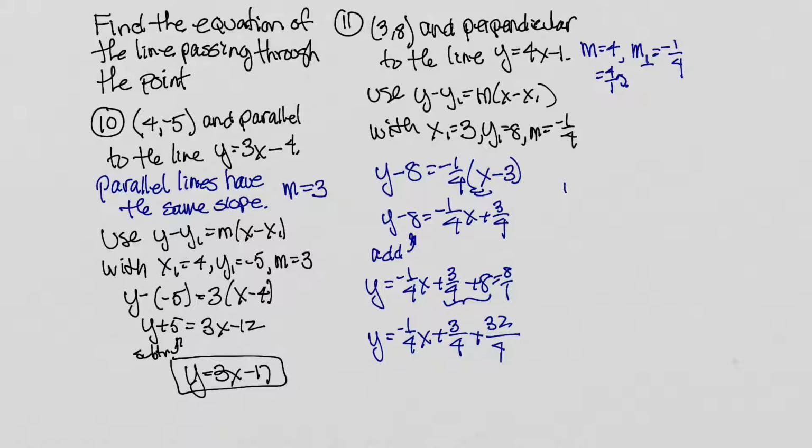Now we can combine these. I'll do it right here. We'll get y equals negative 1/4 x plus some big fraction over 4. So we'll have the 3 plus 32. So y equals negative 1/4 x plus 35/4.